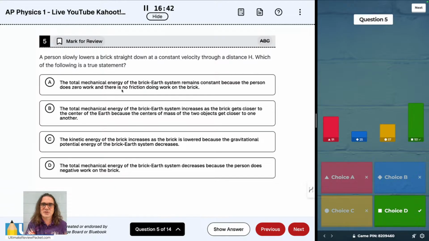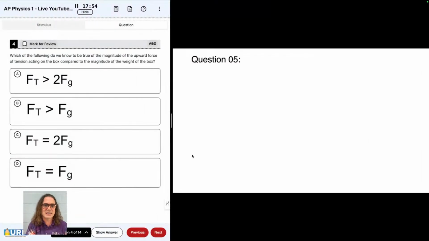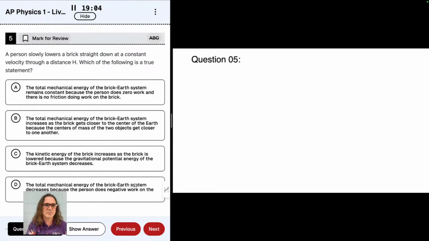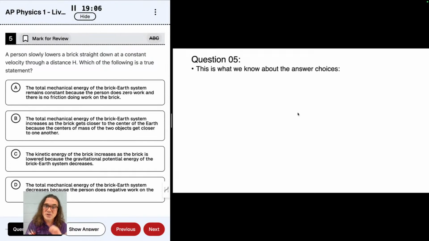D is the correct answer choice. Let's figure out why. So in this question, question 5, this is what we know about all of these answer choices in question 5.